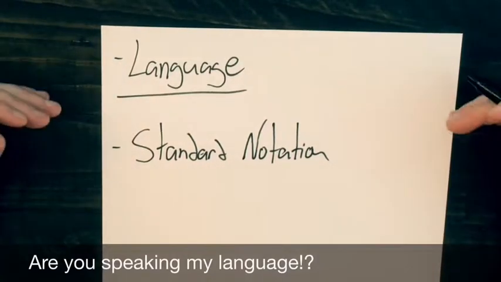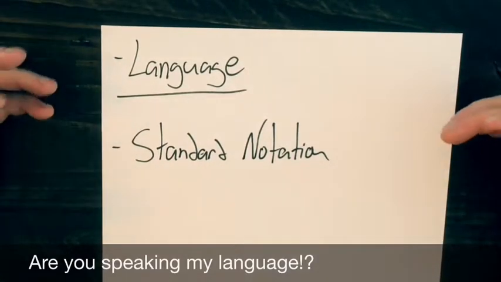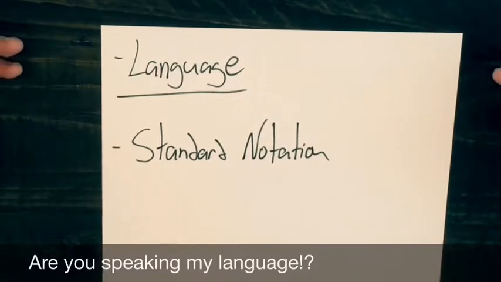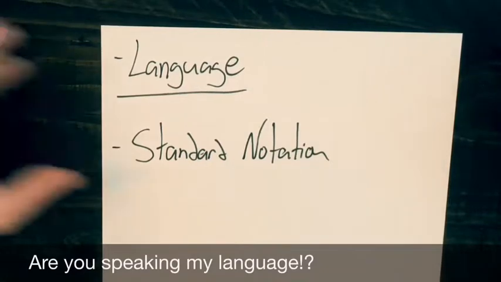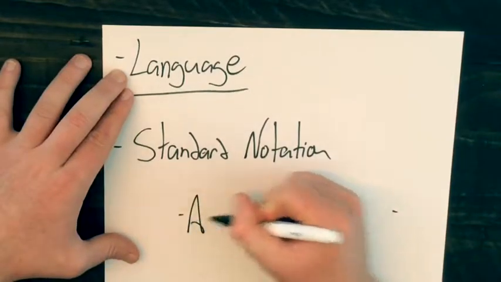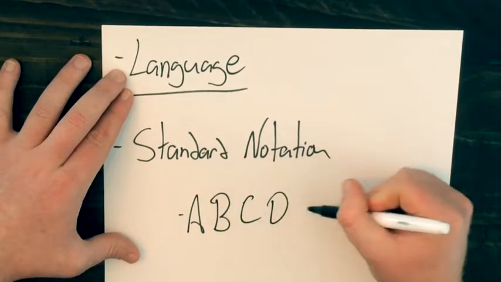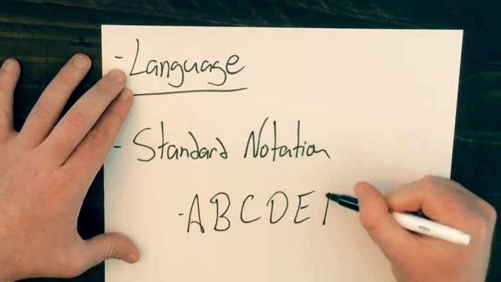Now, standard notation, just like every other language, has a certain alphabet. The alphabet within standard notation, how we read music, only has 7 letters. These letters are A, B, C, D, E, F, and G.